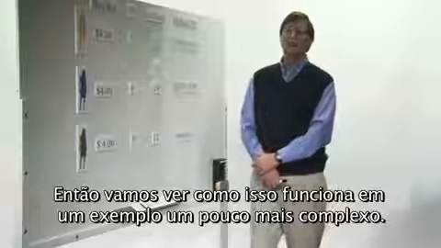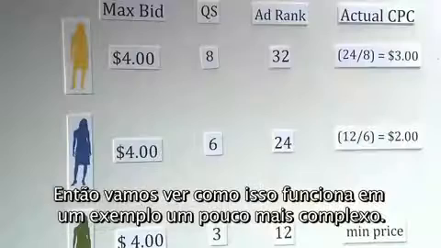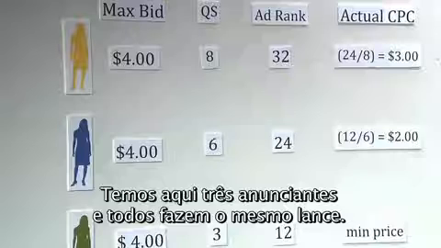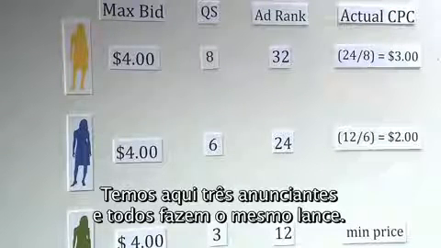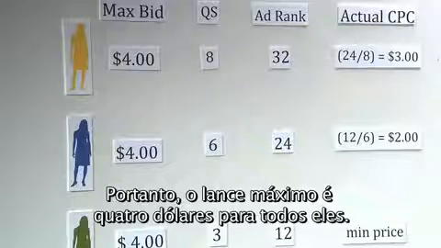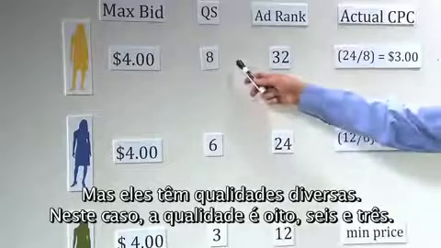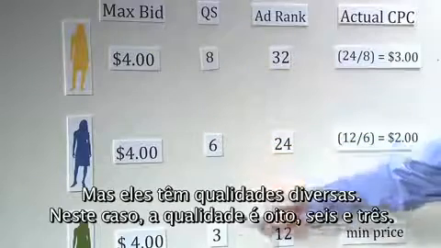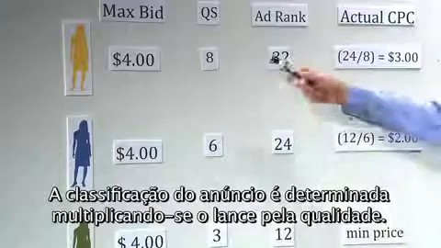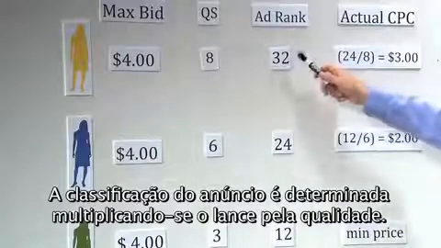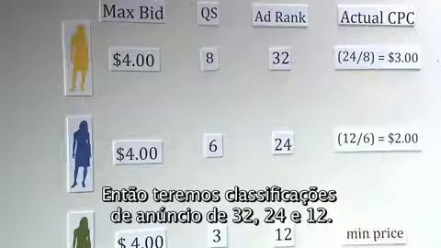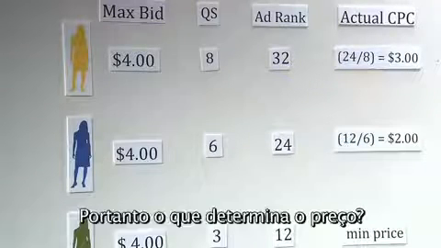So let's see how this works in a slightly more complicated example. Here we've got 3 advertisers, and they're each bidding the same price. So we've got max bid is $4 for each of them. But they have different qualities. In this case, the quality is 8, 6, and 3. So the ad rank is determined by multiplying the bid times the quality to give us ad ranks of 32, 24, and 12. So what determines the price?